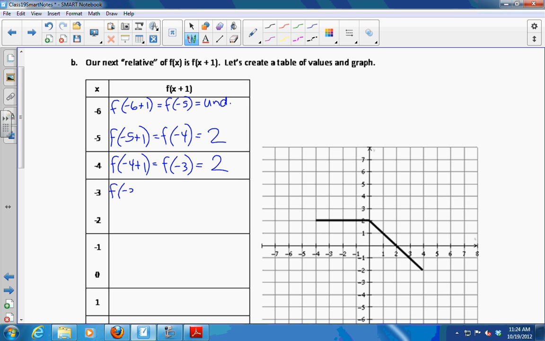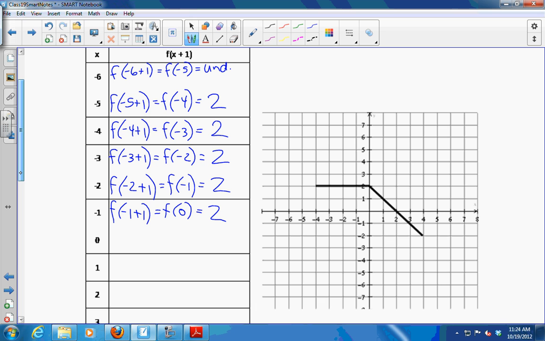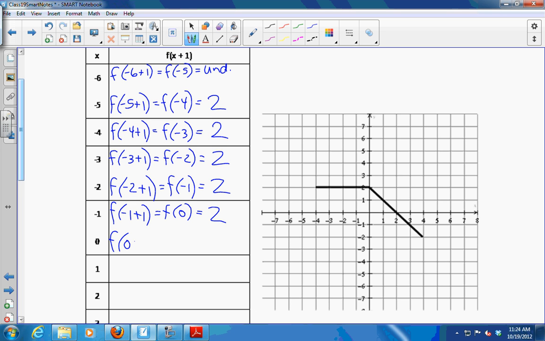F of -3 plus 1, which is f of -2. And f of -2 is 2. F of -2 plus 1 is f of -1. F of -1 is 2. F of -1 plus 1, that's f of 0, which is 2. Okay. Now I'm going to do f of 0 plus 1, which is f of 1. And what's f of 1? 1. According to my graph, you find the point on the graph that has an x coordinate of 1 and give its y coordinate, which is also 1.